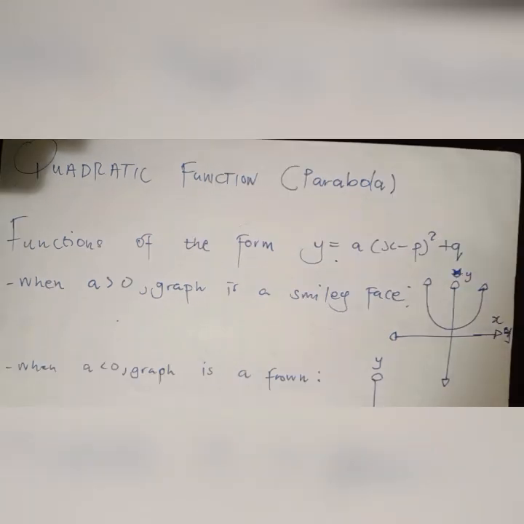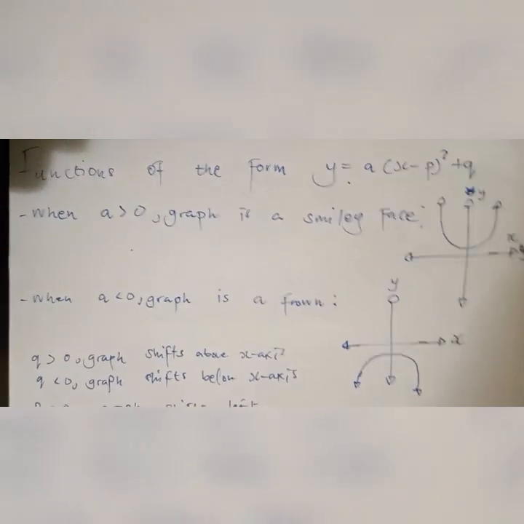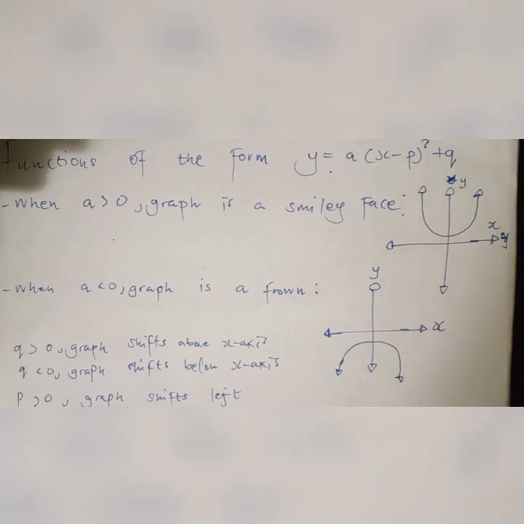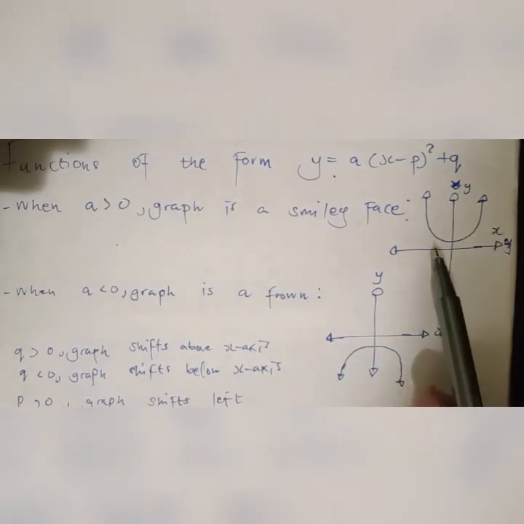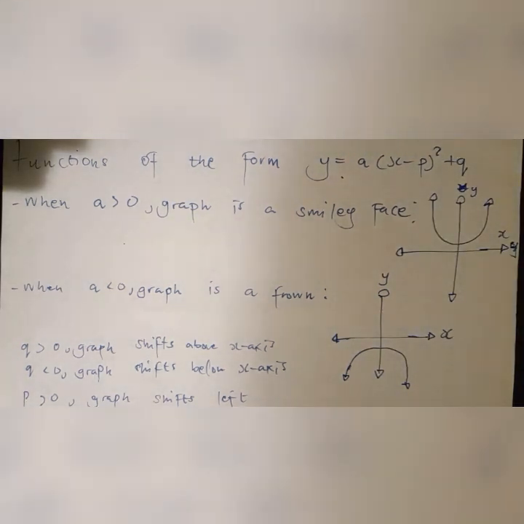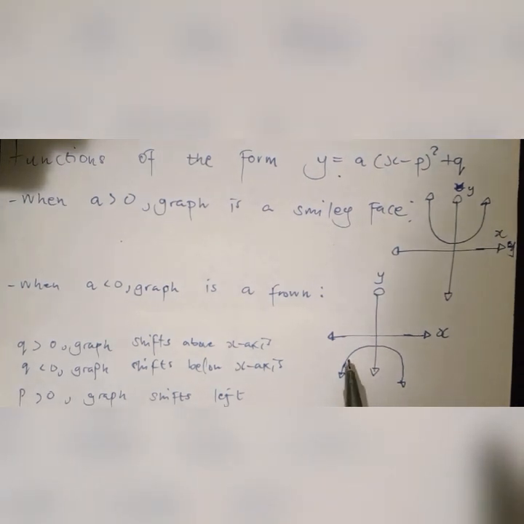We will be doing quadratic functions, also known as parabola. So first of all, we have functions of the form y is equal to a(x minus p) squared plus q. Now when a is greater than 0, your graph is a smiley face. This is something that we all know. So your graph will look something like that over there, a smiley face like that. Then when a is less than 0, your graph is a frown, a sad face, or a frown like that.